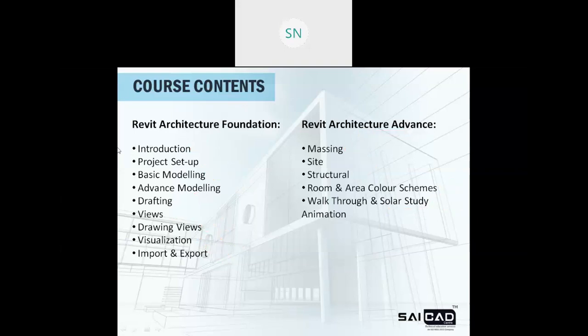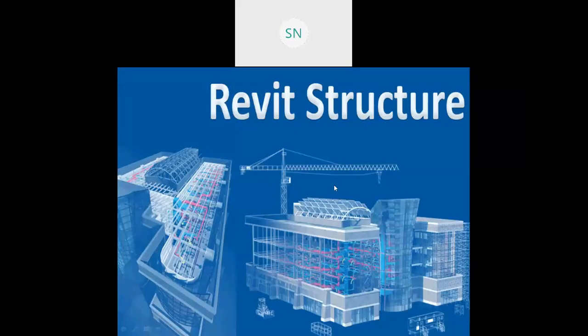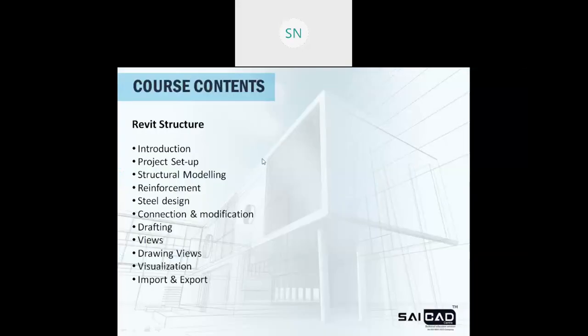Now let me discuss Revit Structure, which is the main topic for today. In Revit Structure we have some content: the introduction, then project setup, then structural modeling tools. Then we can provide some reinforcement into our model. Then we have the steel design module, where we can use section members like I section, C section, box, pipe. With the help of these section members you can create industrial sheds, trusses, and braces.